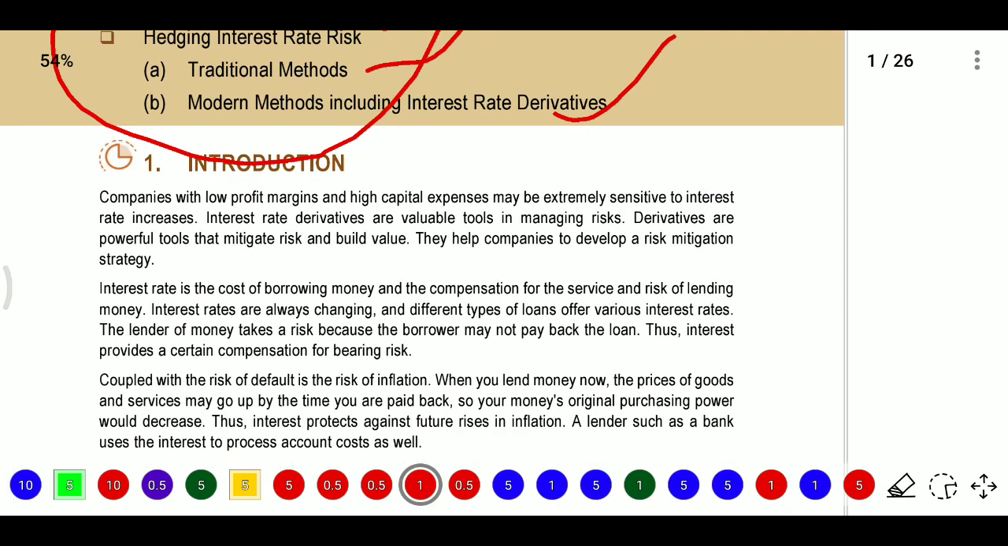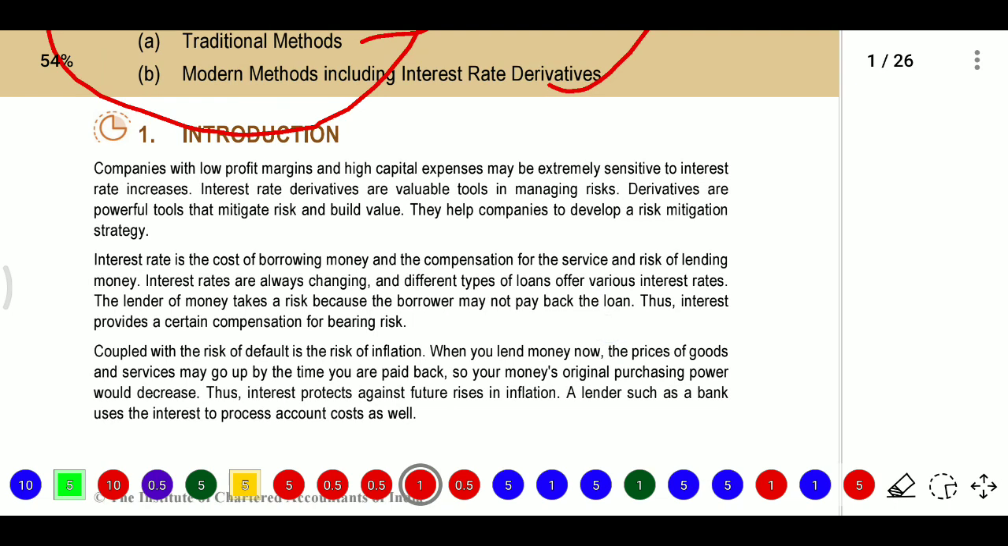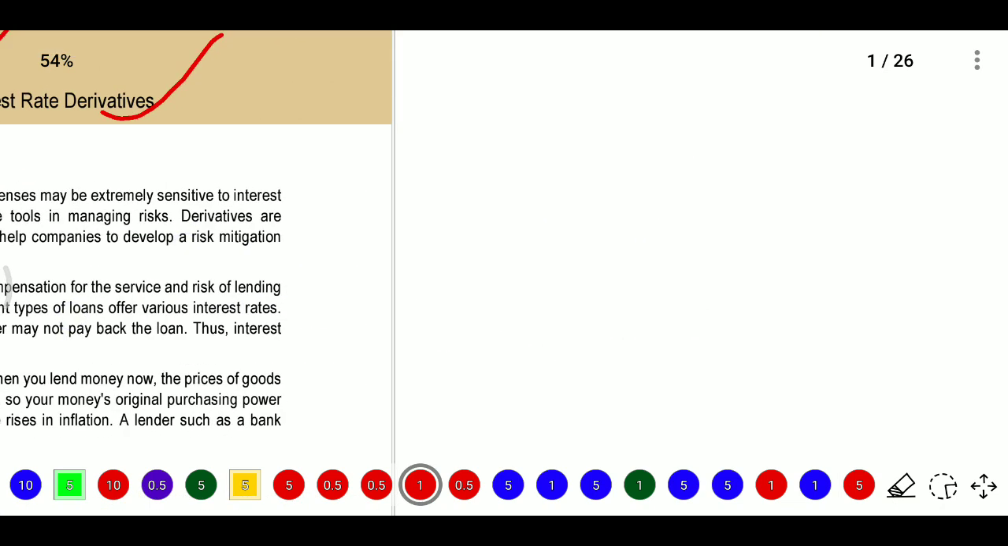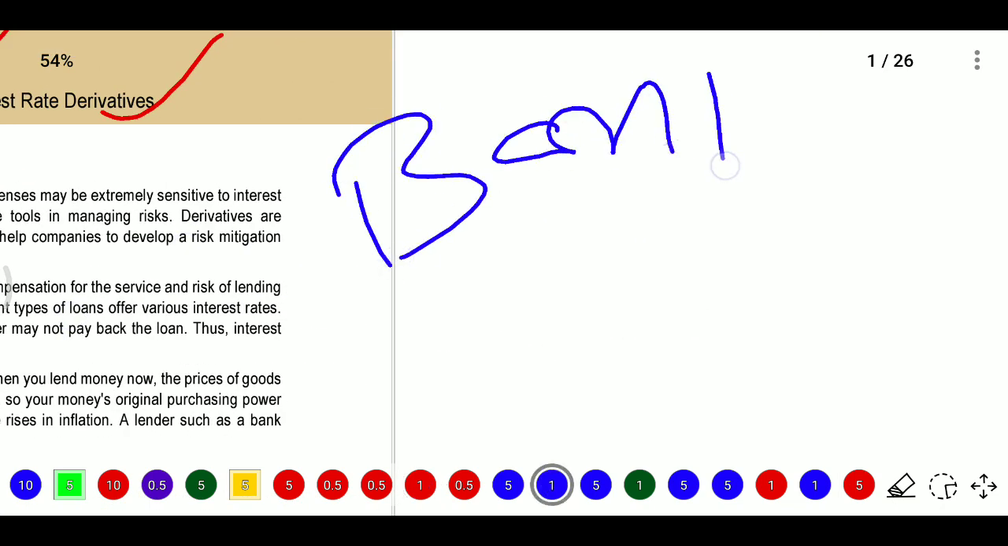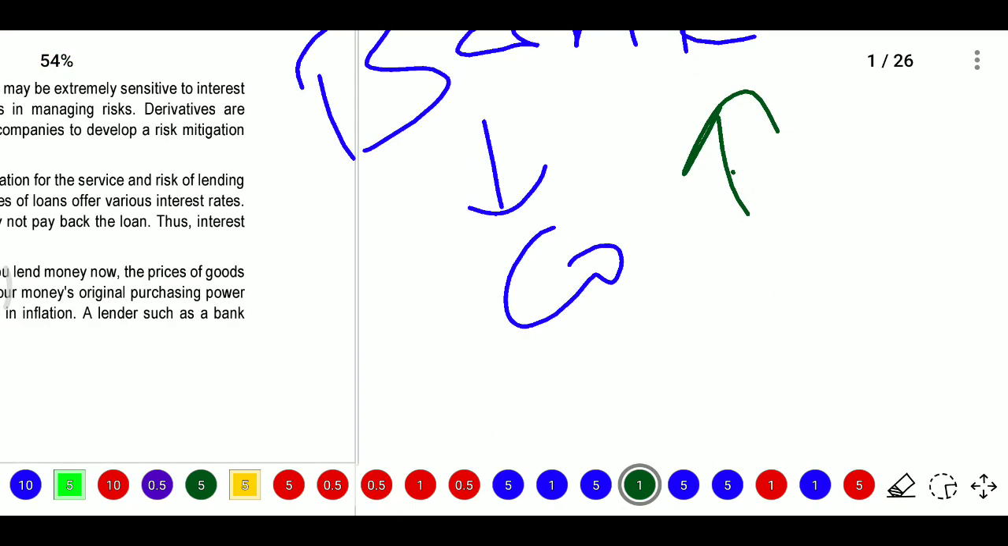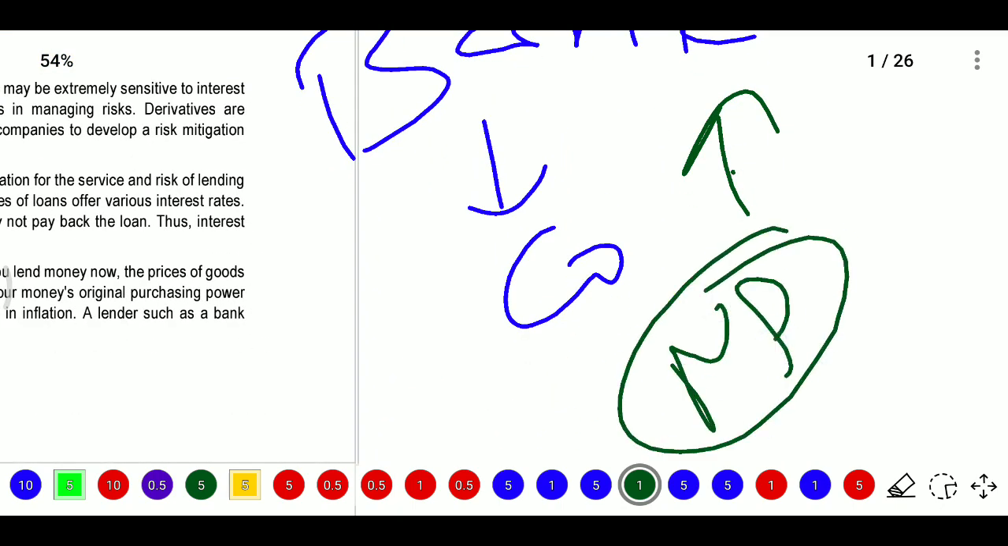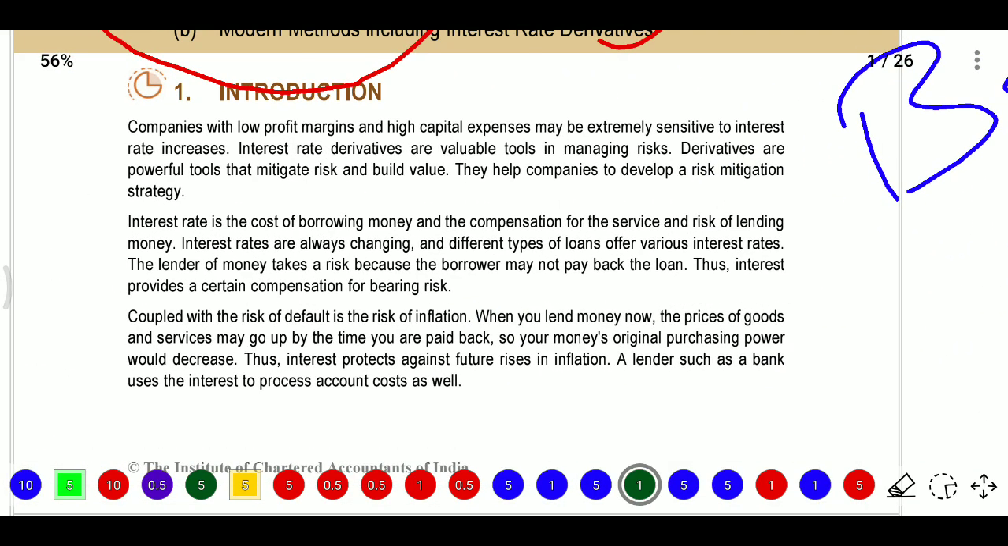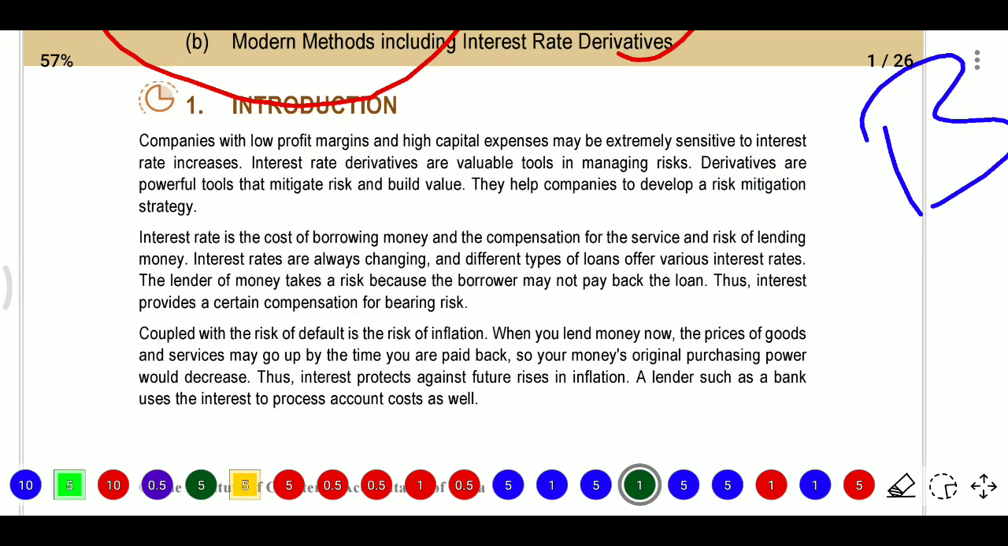So here the companies with low profit margins and which have high capital expenses may be extremely sensitive to interest. Because why? If banks are giving loans to companies and the interest rate is increased, they need to pay more interest. So when the company is paying more interest, its operating expenditure will increase. When operating expenditure is increasing, net profit will be affected. So increasing the interest will affect the company, and the company has to see how sensitive it is to interest rate increases.